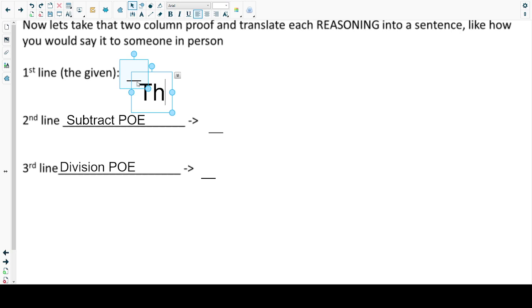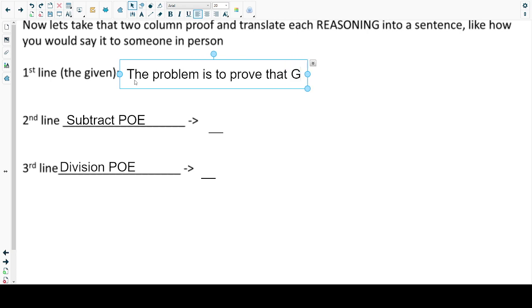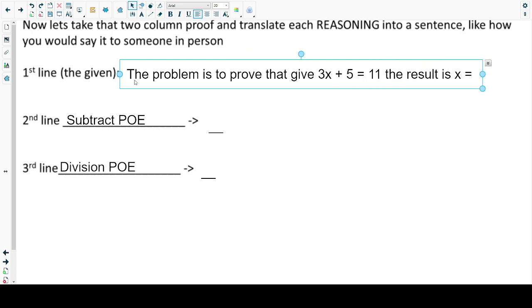There we go. Had to actually get in the box. The problem is to prove that given 3x plus 5 equals 11, the result is x equals 2. Or you can say that the solution is x equals 2. Or you could say we want to prove that given 3x plus 5 equals 11, the result is 2. Again, there's many ways you can phrase this. This is like the topic sentence or the opening sentence of a paragraph. There's a few ways you can introduce people to what the problem is, so you can have a little bit of fun with that if you find writing fun.